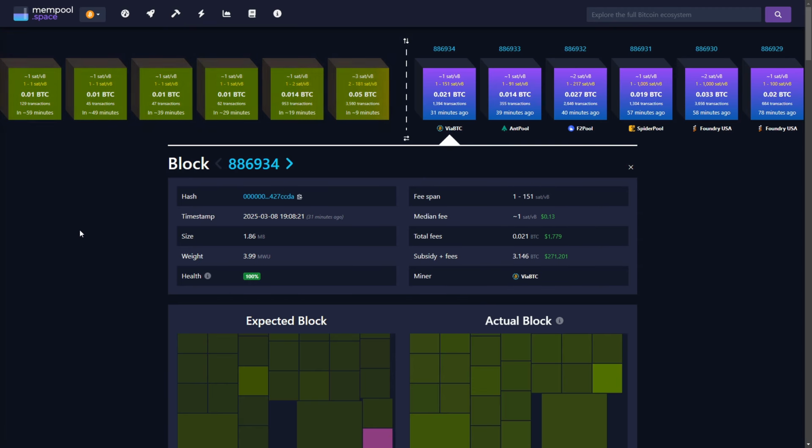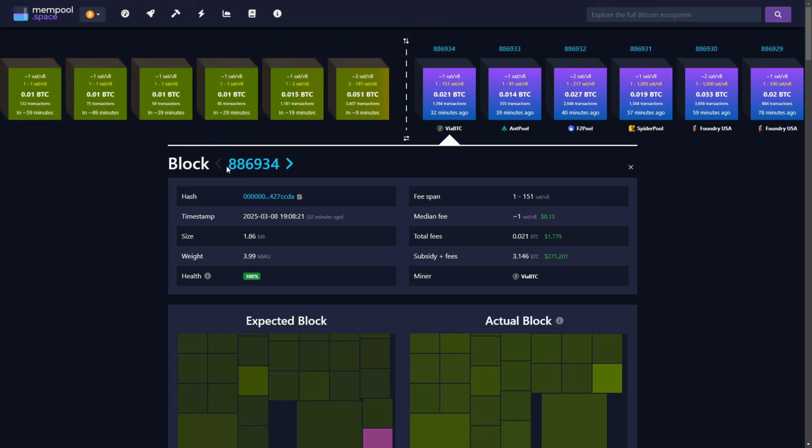And that is actually where we will go next. But I guess the last thing I'll say here is this is currently block number 886,934.